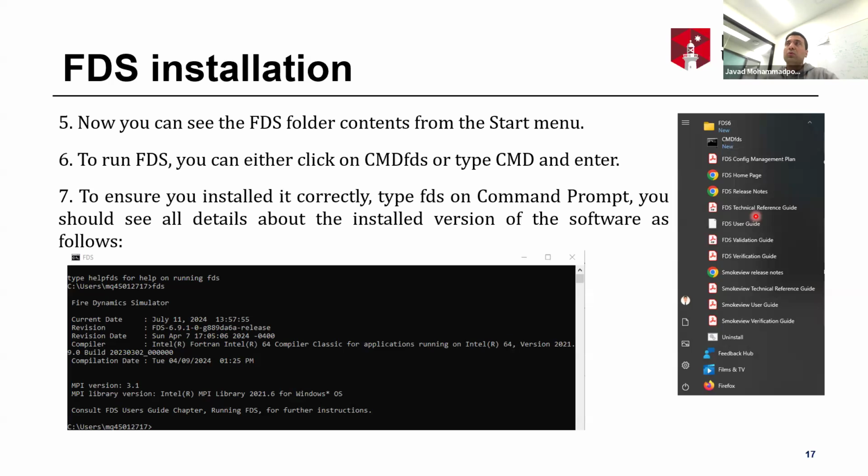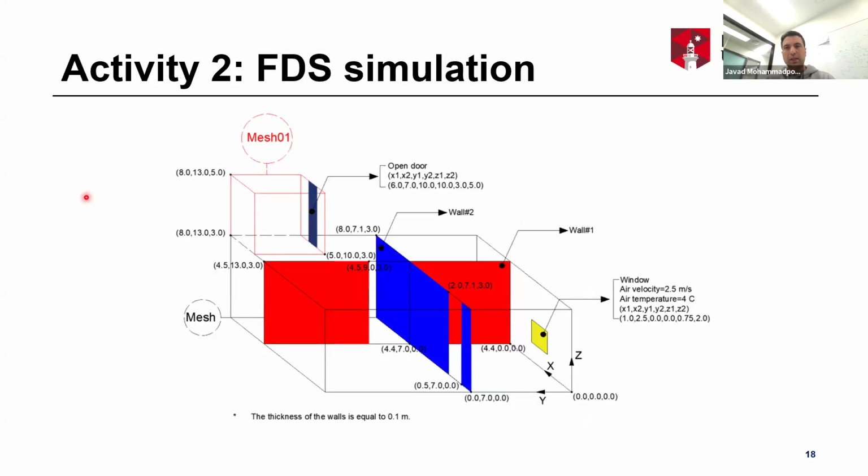If you want to ensure that you installed the FDS properly, you just need to type FDS. If you see these details, the MPI version and these details, it means that you successfully installed FDS on your system. I give you two to three minutes to complete your installation, and then we will start simulating this building.